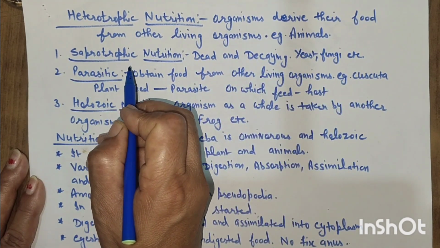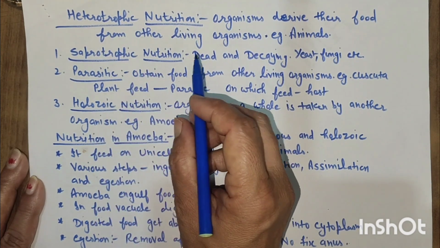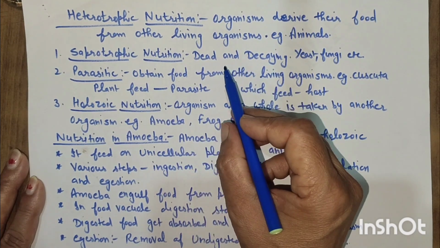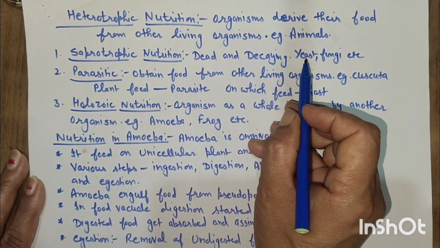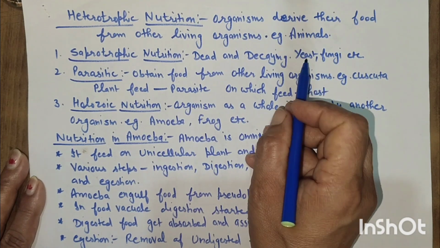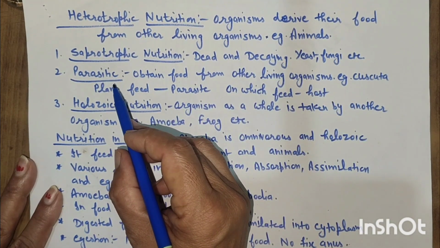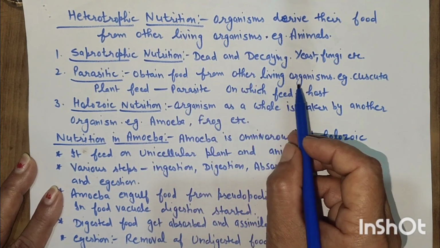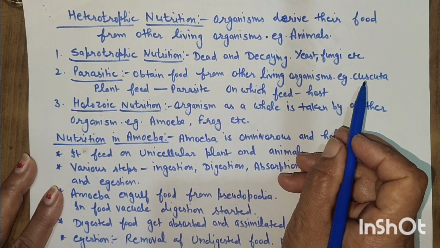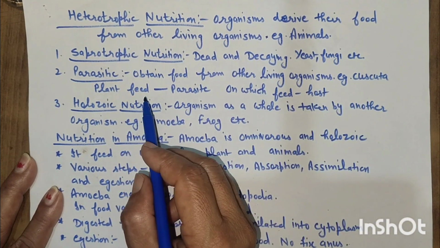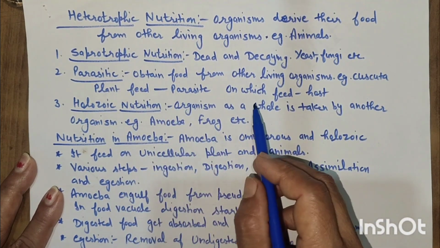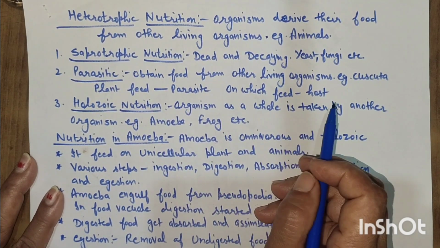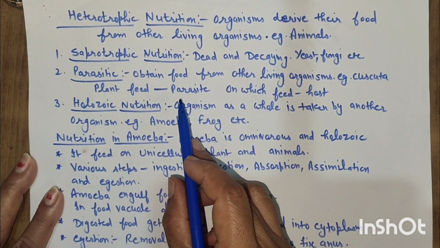First is saprotrophic nutrition. In this mode, organisms take food from dead and decaying material, like yeast, fungi, and mushroom. Second, parasitic mode of nutrition. They obtain food from other living organisms. Example, Cuscuta. The plant that feeds is the parasite, and the one on which it feeds is called the host.